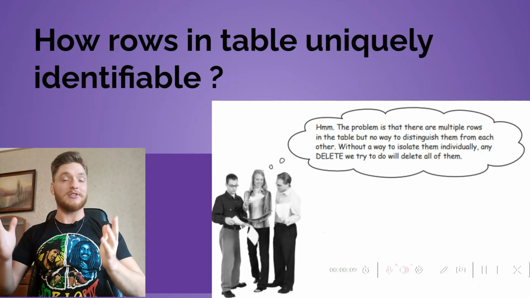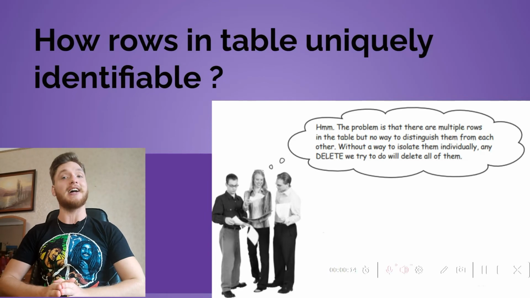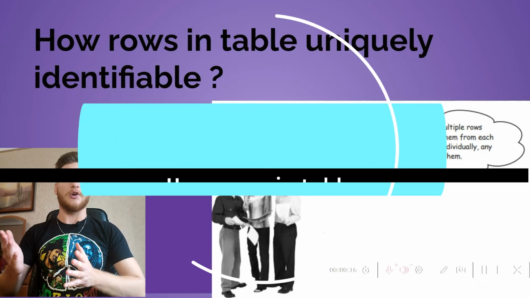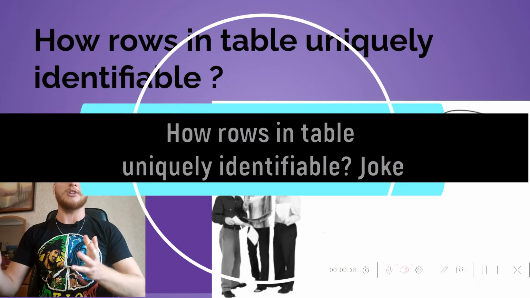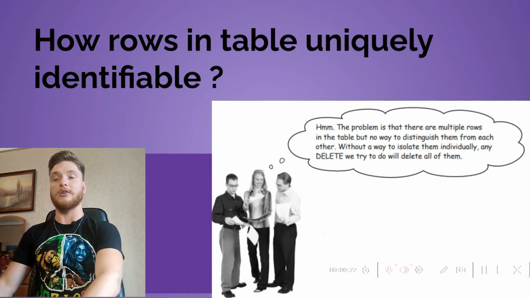This is our 34th lesson, we are talking about HTML, PHP and MySQL. We are talking about the topic: how rows in a table are uniquely identifiable. So let's go talk about this.